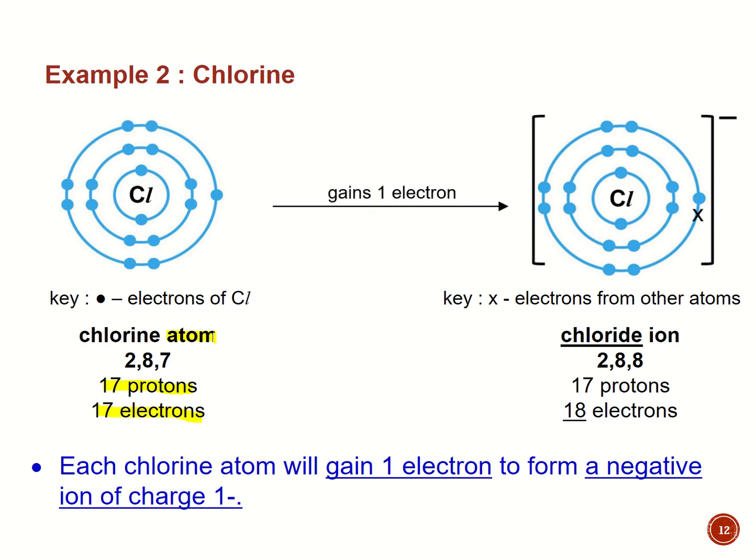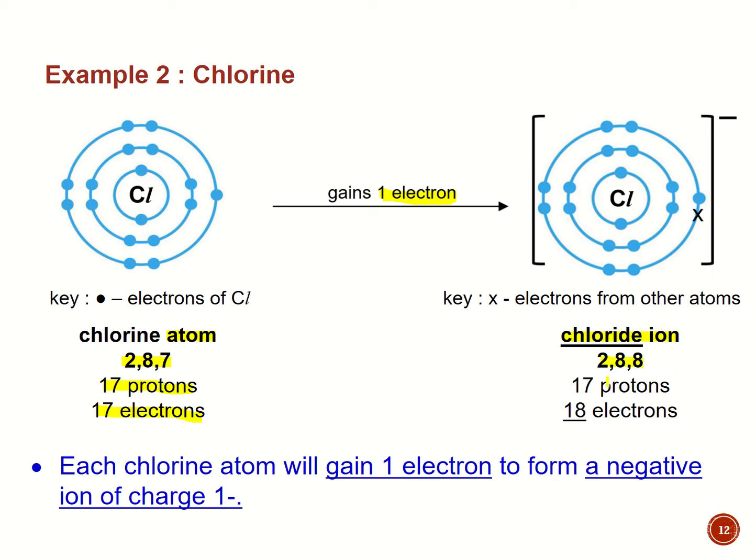Okay, chlorine atom. And it will have an electronic configuration of 2, 8, 7. And since there are a total of 7 valence electrons in the outer electron shell, the chlorine atom will just need to gain 1 electron in order to achieve a stable noble gas structure. So when a chlorine atom gains 1 electron, it will form a chloride ion with an electronic configuration of 2, 8, 8.